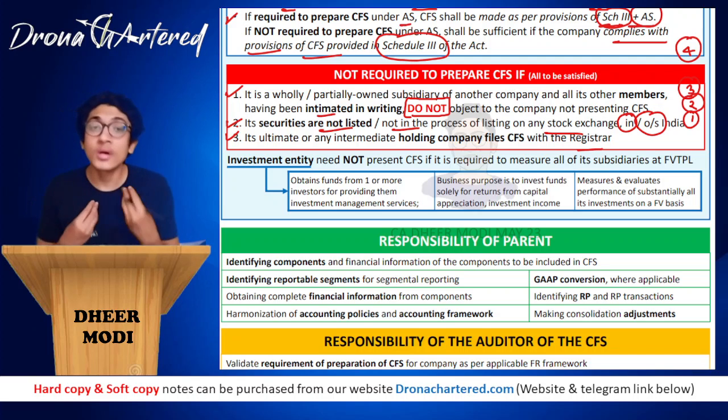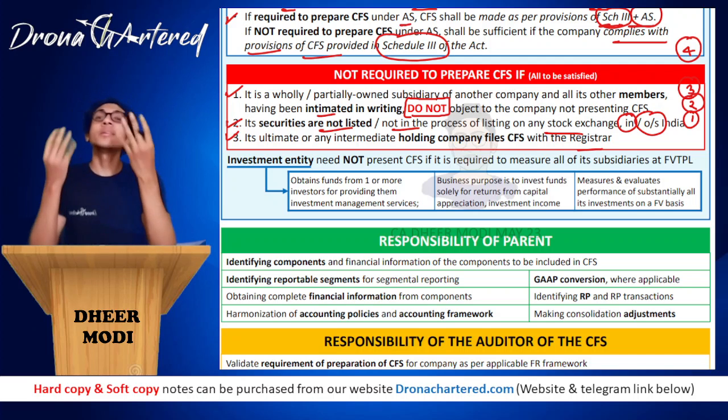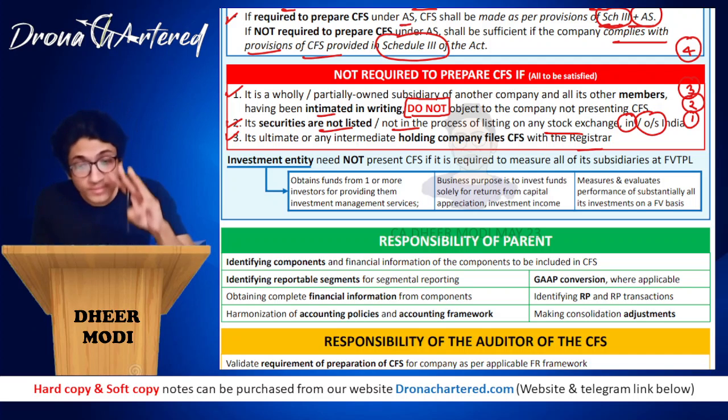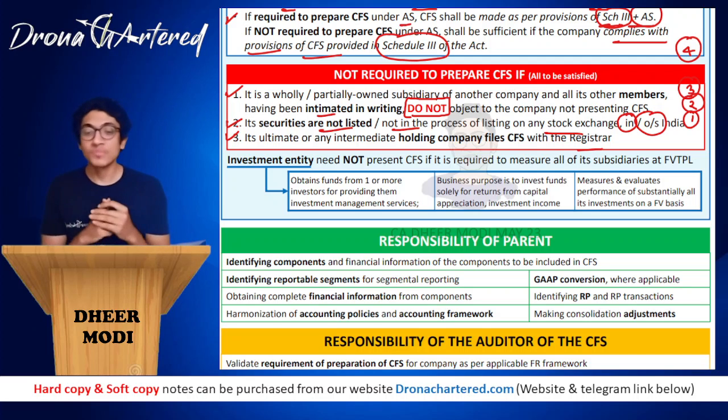So that means if you are not making any consolidated financial statements, at least some parent, either ultimate or intermediate, at least someone is making CFS. So only and only if these three conditions are satisfied will we allow you to not make a CFS.